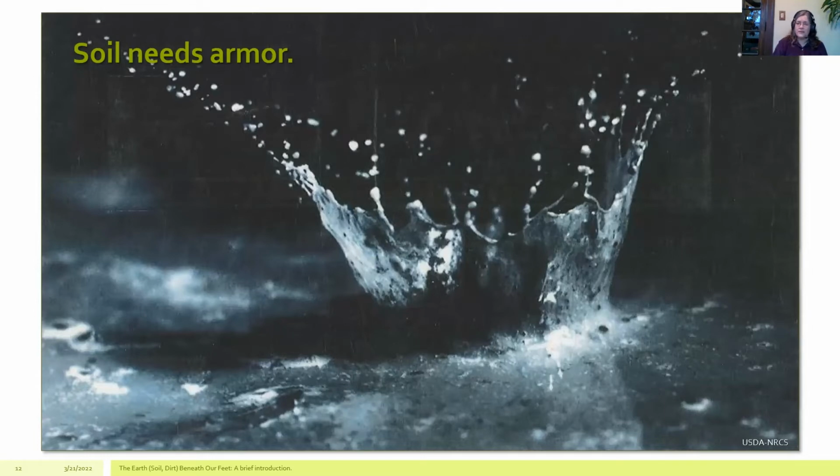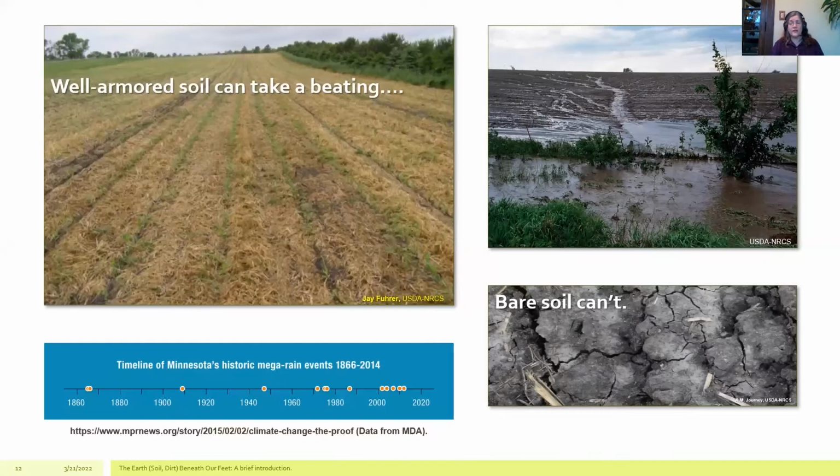When that happens, you've now blasted the soil apart and it can be thrown 5 feet in just about any direction. So now you not only have the aggregates getting broken down, things are getting thrown all over the place. They could be thrown against a building, they can be thrown out of a field, but they're not where they need to be.